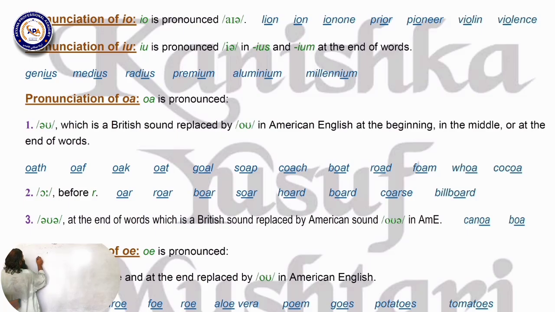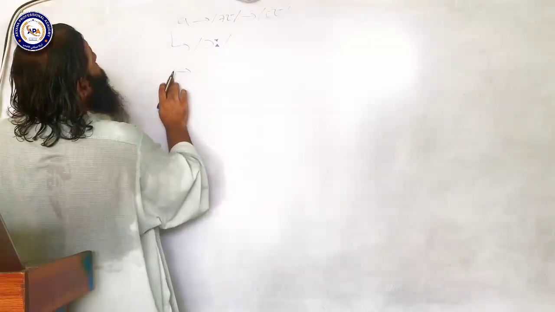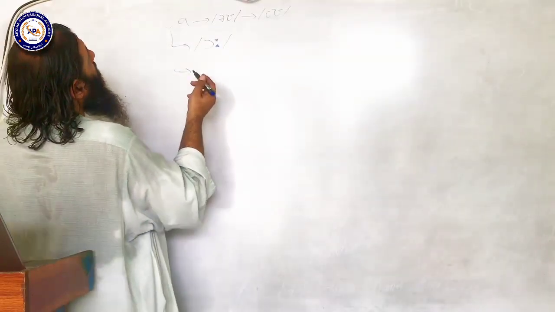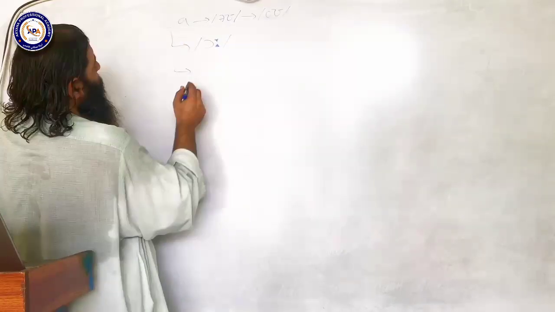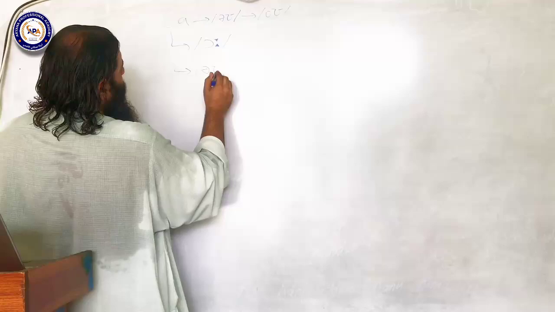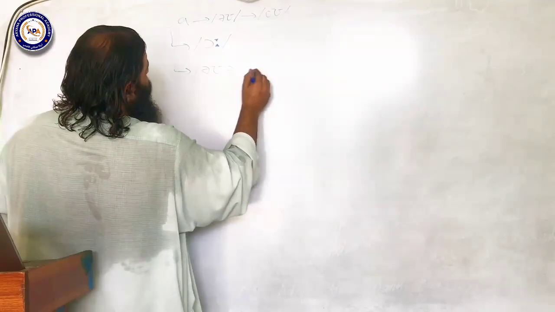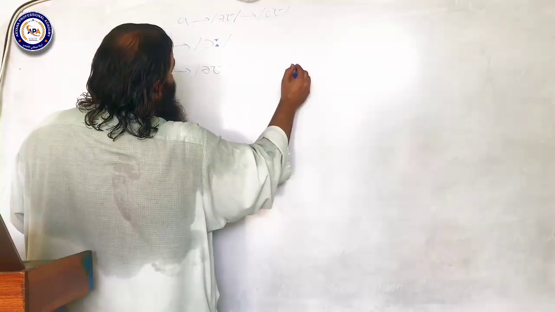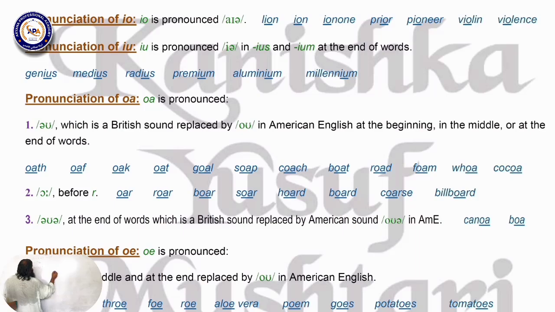And the third sound that is given by OA is the British diphthong O, replaced by the American diphthong O. And examples are like canoe and boa, which is found at the end of words.